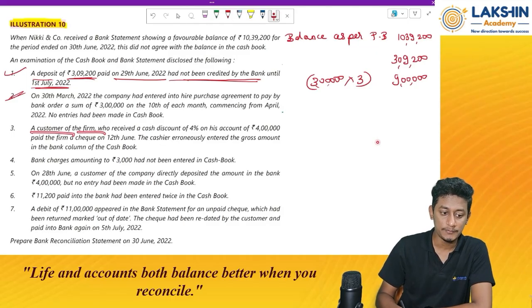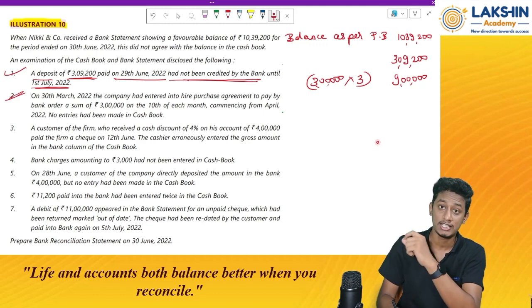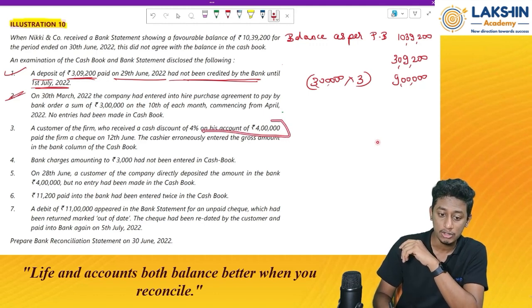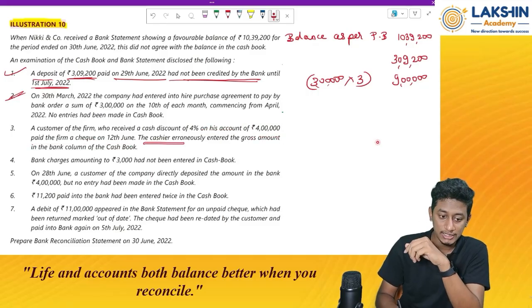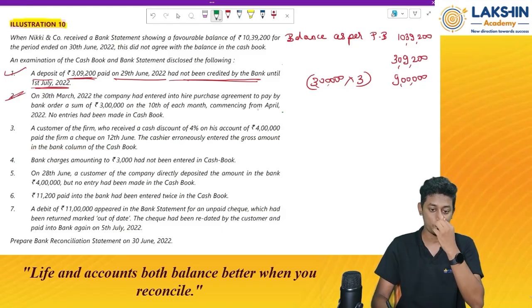Done? Yes. Next. So, this is also done. A customer of the firm who received a cash discount of 4%. So, one of my customers who has received a cash discount of 4% on his account of rupees 4 lakh has paid the firm by a check on 12th June. The cashier erroneously entered the gross amount. Okay, look at what is happening here.